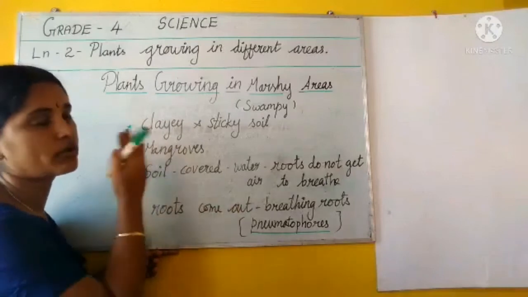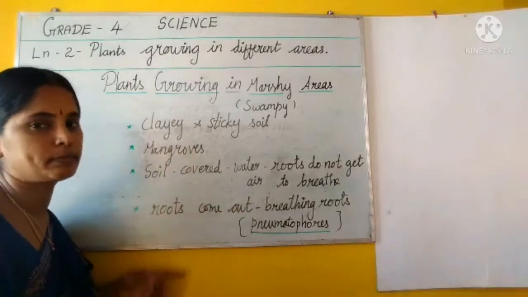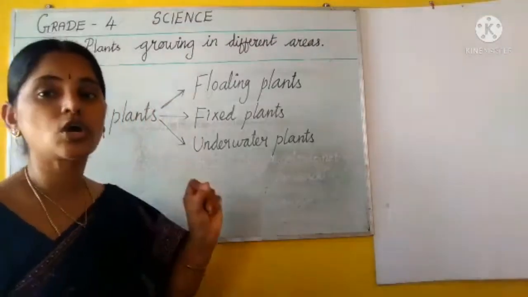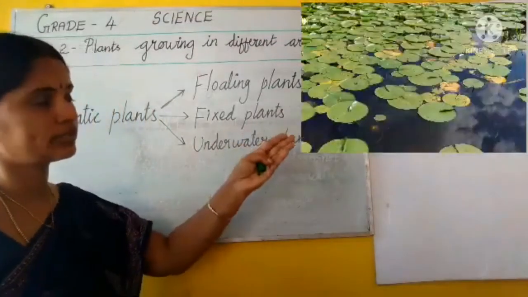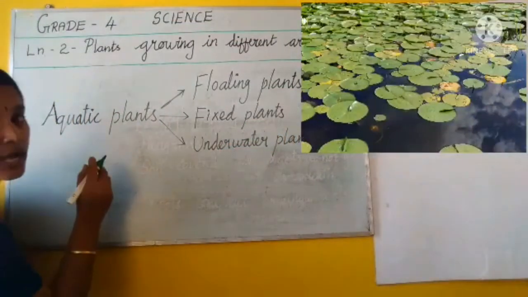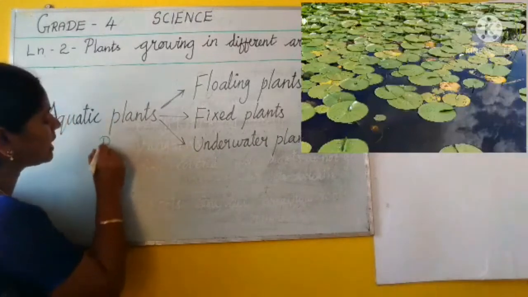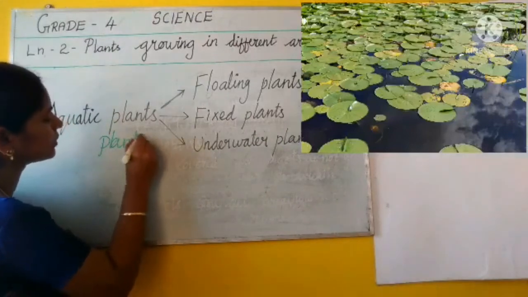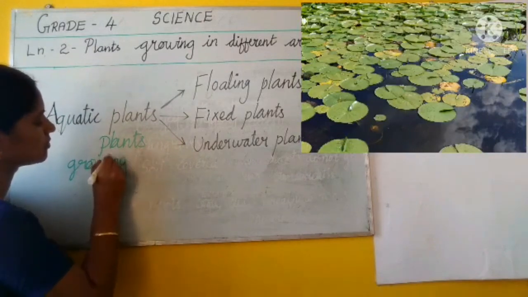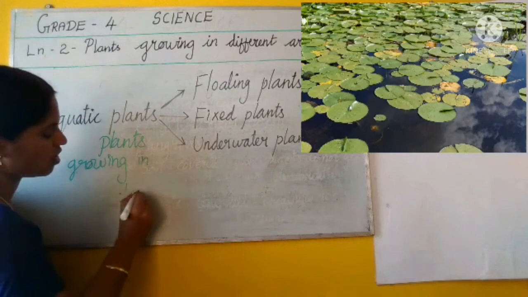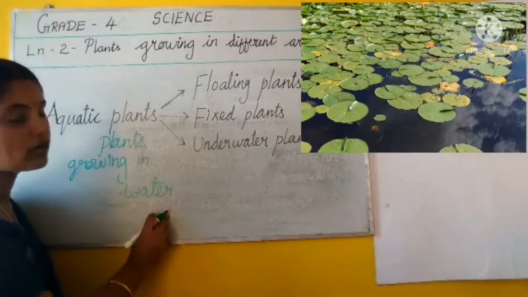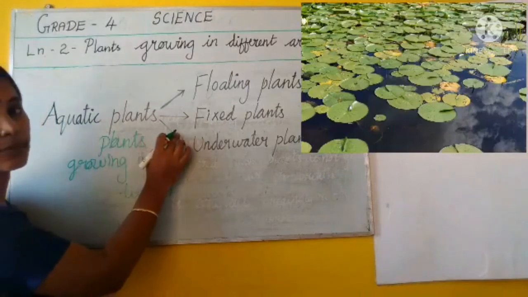Now we are going to see about aquatic plants. Aquatic plants means what? Look at the picture. Plants growing in water. What is meant by aquatic plants? Plants growing in where? Water. So plants growing in water are called aquatic plants.